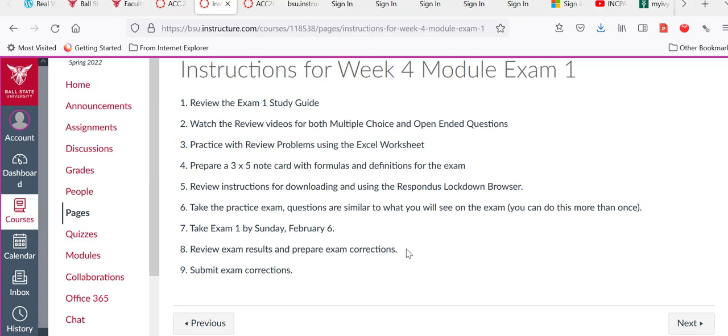The eighth item here is afterwards, after the exam is graded and everything's in, we'll have the opportunity to do exam corrections, and we will do that after everybody's taken the exam. So once everybody's completed the exam, I'll unlock it so you can go back in and review those exam results, prepare corrections, and then submit those through an upload link. And I'll go back and regrade the tests. Through these exam corrections, you have the opportunity to add a few points back to your exam score. So these are the instructions for the module, okay?